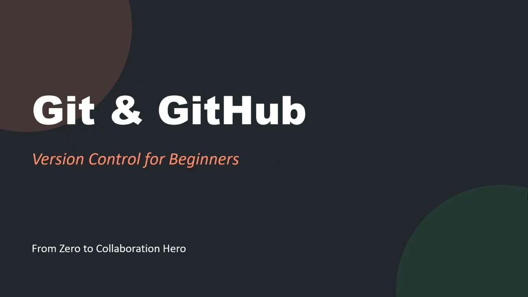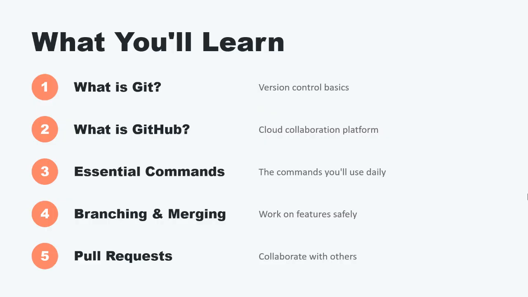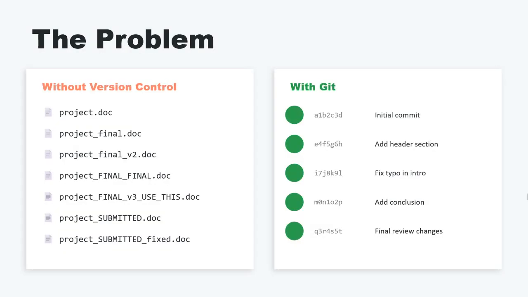This is Git and GitHub version control for beginners from our Zero to Heroes series. So what will you learn? What is GitHub? What is Git? Our essential commands for both Git and GitHub, branching and merging, and PRs.